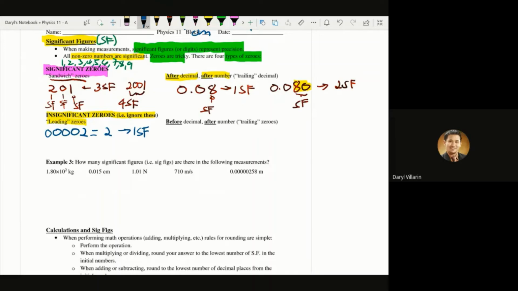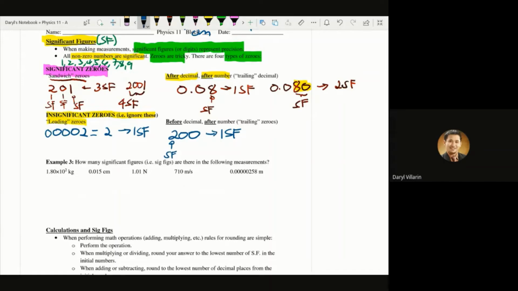But let's say, for example, the number 200. I don't have any decimal point after the zeros here. So actually, this has just one significant figure. The significant digit is just the number 2, so the zeros here are insignificant.